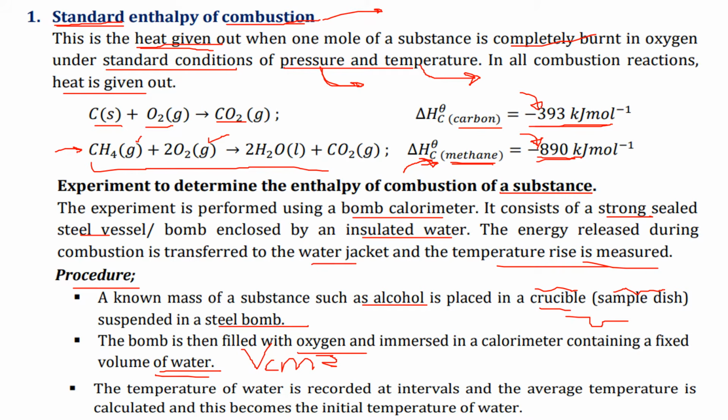And we are saying that the temperature of water before the experiment starts is going to be recorded and is also going to be recorded at intervals. And the average temperature is going to be calculated, and this becomes the initial temperature of water. So before starting your experiment, you make sure that you immerse your thermometer into the given volume of water that you are using in the bomb calorimeter to determine the initial temperature of water as your T1 degrees Celsius.